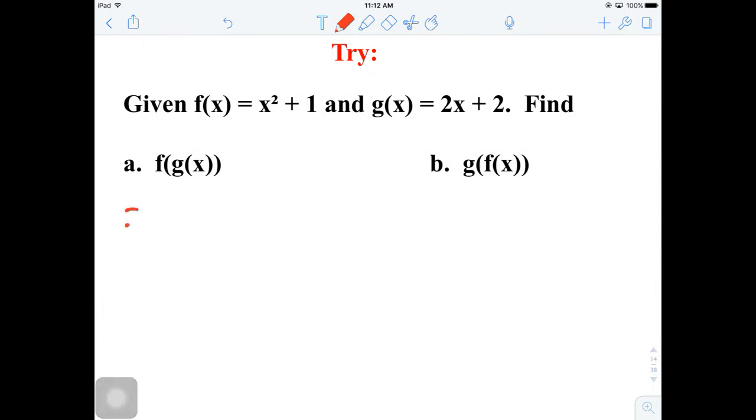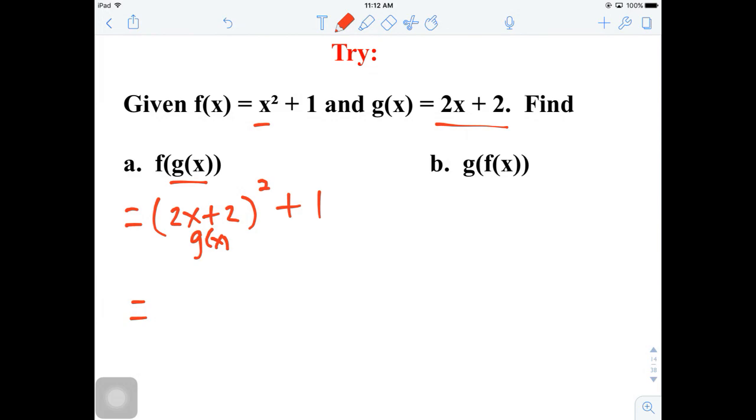So now let's go ahead and evaluate the function f of x again at g of x. So we're going to start with f of x, which is x squared plus 1. And we're going to enter g of x inside. So g of x is equal to 2x plus 2. And now we're ready to evaluate and simplify this expression.